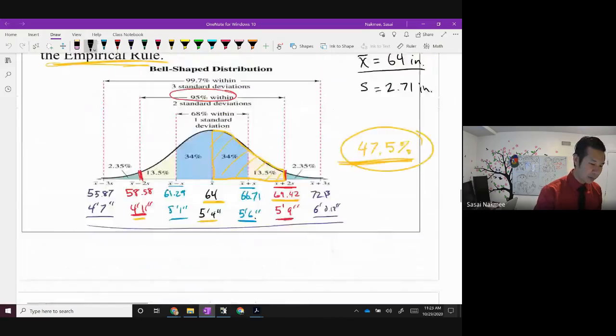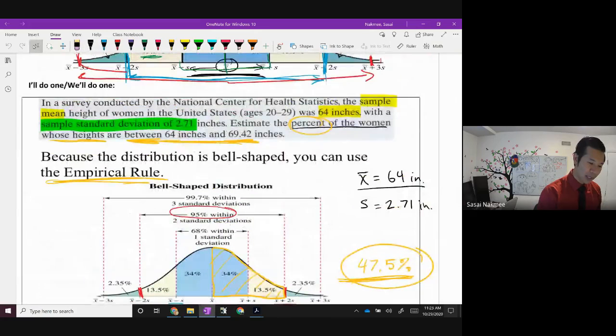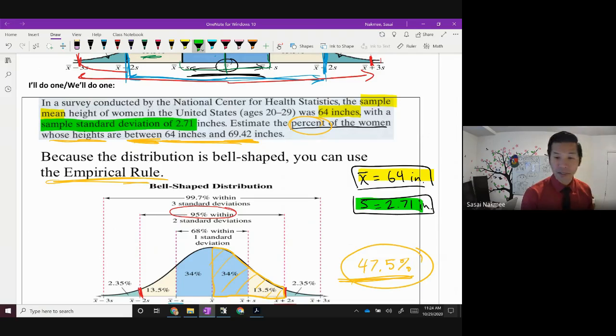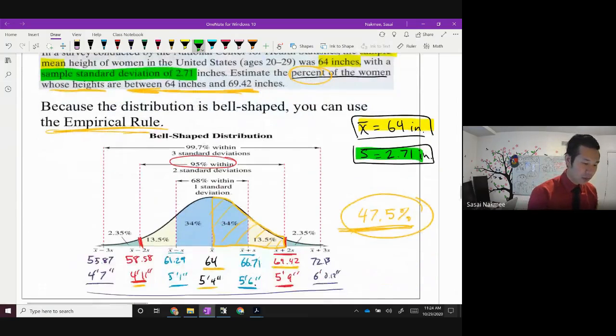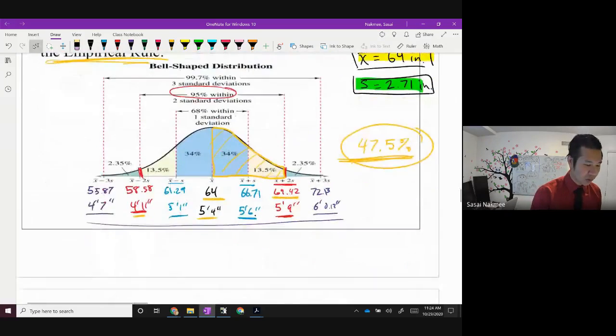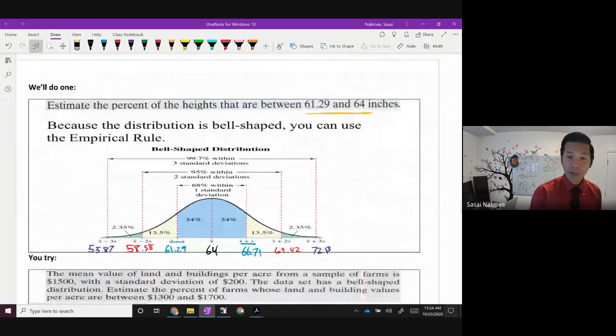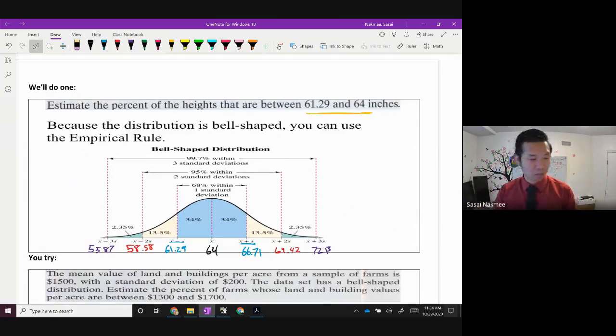The original problem, if you read it, tells us that the sample mean is 64 inches, and that's where we got that number from. We got this number from reading the problem. And then they tell us that the sample standard deviation is 2.71, and that's how we got our S. Our S is our sample standard deviation. With those two values, you can fill out any bell-shaped curve, as long as you know that it's normally distributed.